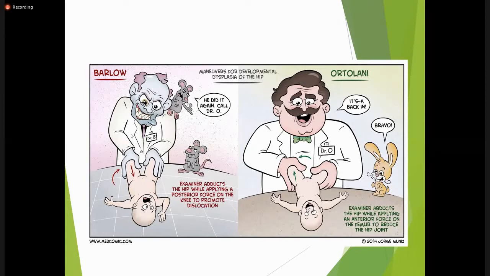So, in Barlow's, you are dislocating the hip joint, and in Ortolani, you are relocating the hip joint. But if there is no dysplasia of the hip joint, then you will not find any sound on these two maneuvers. If you feel any sound, then you have to go for further investigations of ultrasound and X-rays to confirm the diagnosis of DDH.